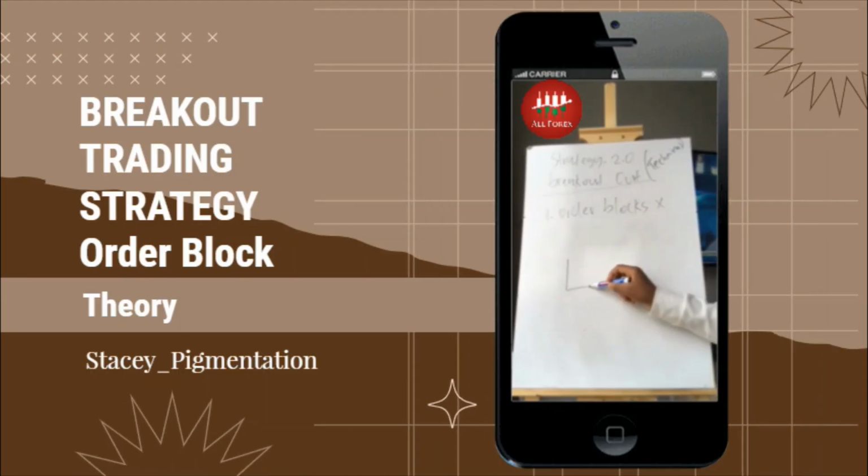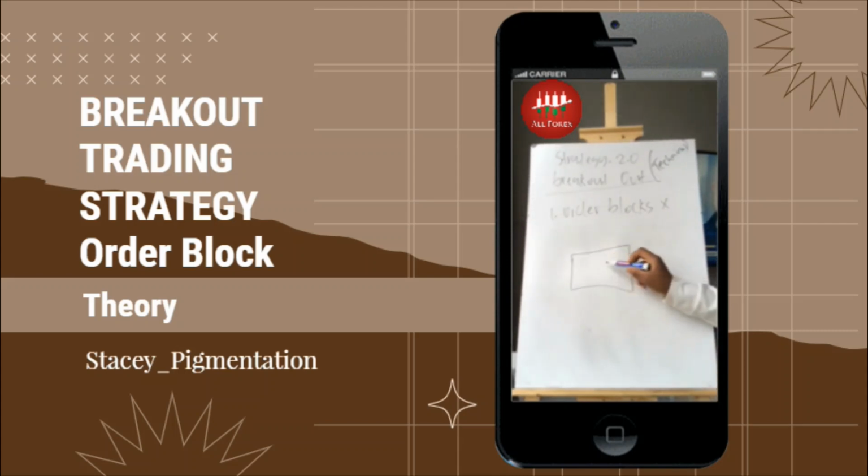An order block is just an outline. It's just an outline that covers the consolidation phase. Consolidation phase is when the market is congested in one place, when the market is making a lot of noise in one place. So this is an order block. This is how it looks.